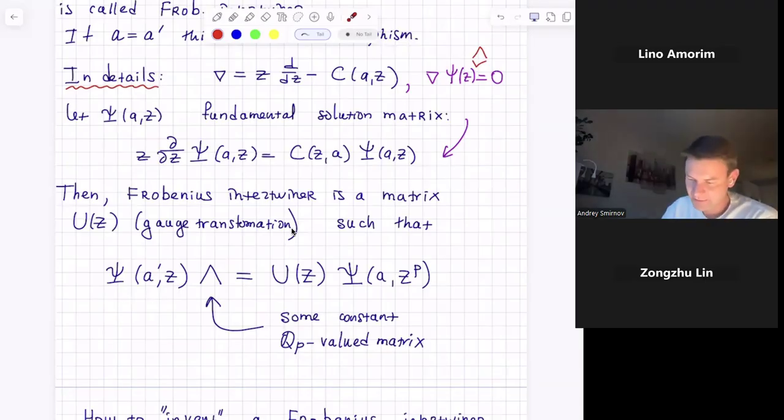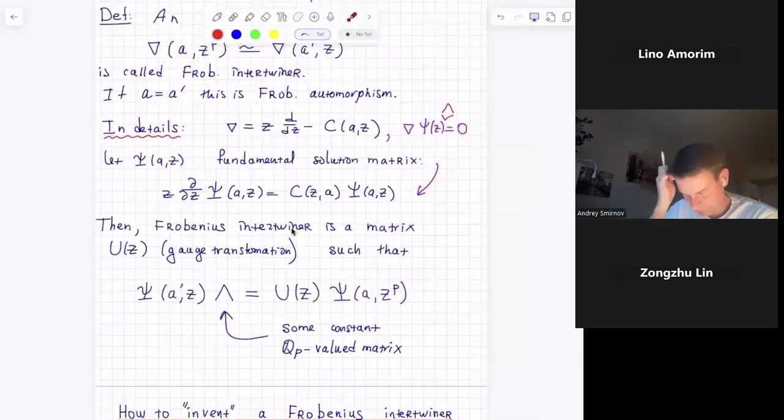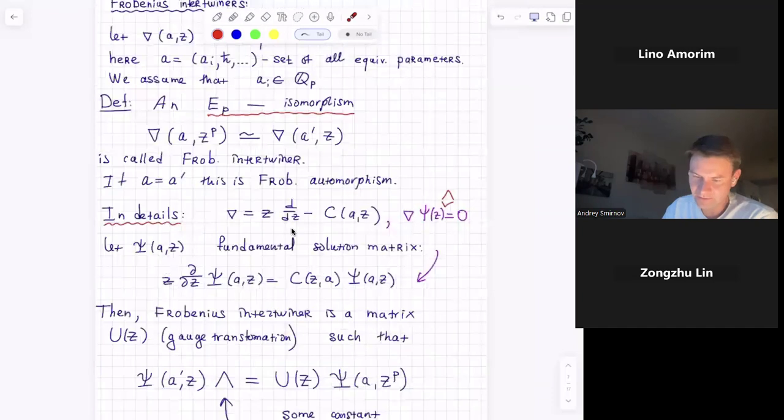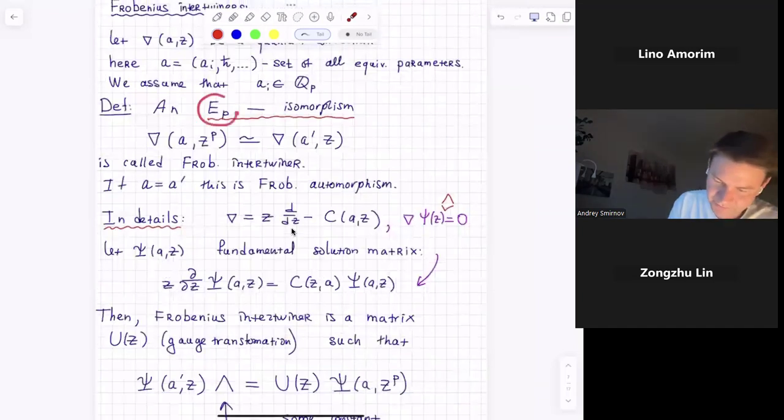And again, the most important requirement for this matrix is that it's not just a matrix, it's a matrix whose matrix elements are in this completion. So this is what you require. This is quite a strong property.